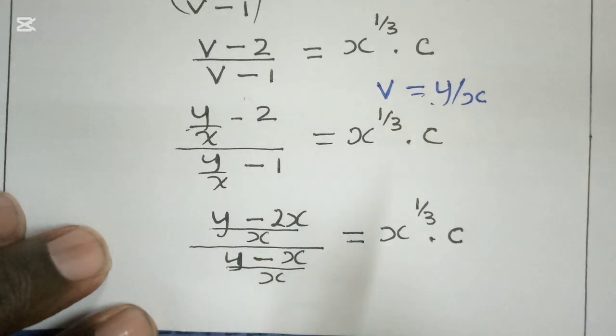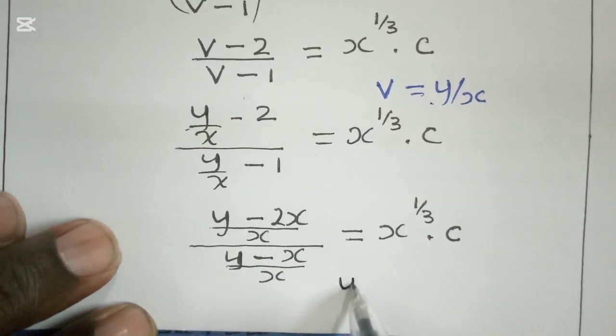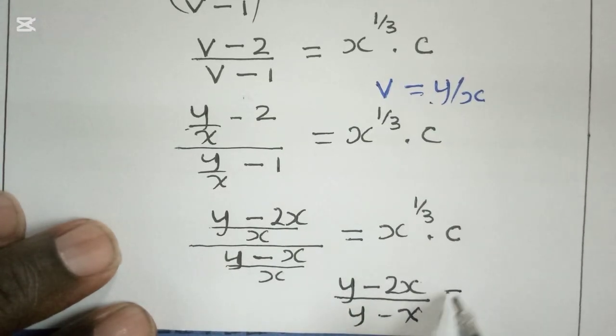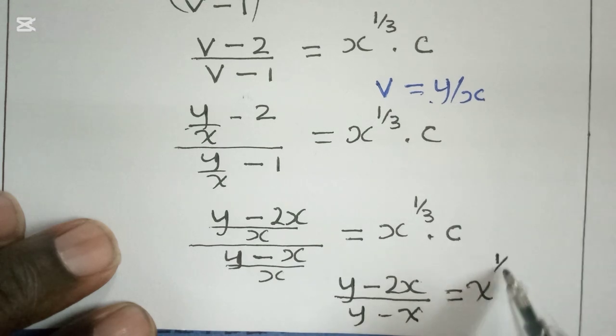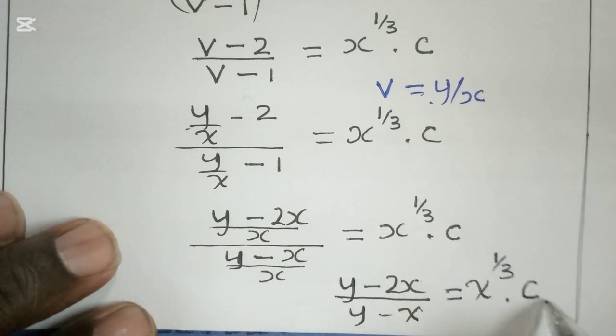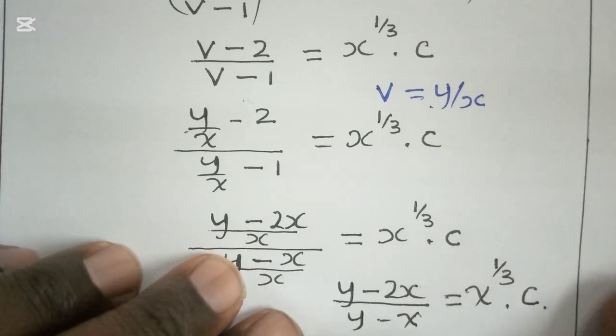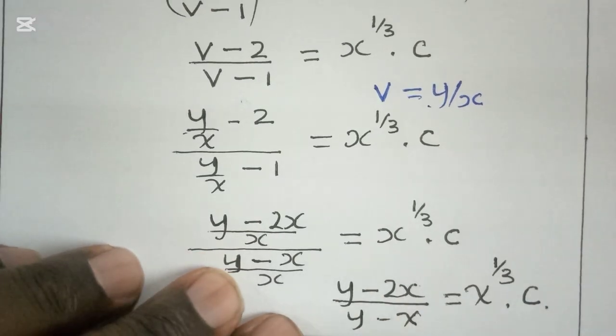And so this is now going to be our solution. After we cancel x, y minus 2x all over y minus x equals x raised to a third multiplied by c. If you want to find y, you can look for the subject of the formula. But even where we have arrived is actually okay. And so guys, thank you for listening to me. Bye bye.